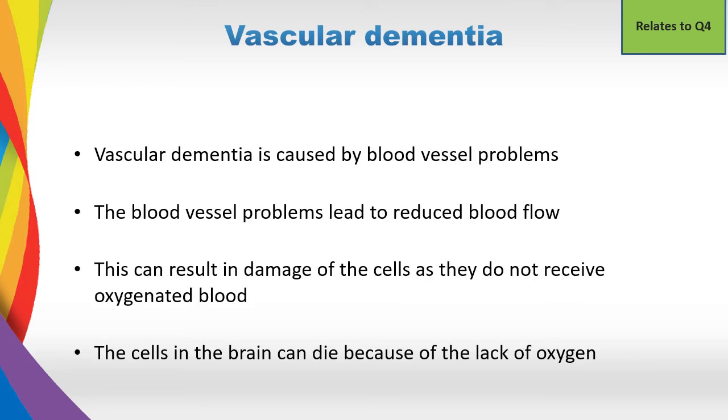So vascular dementia is caused by blood vessel problems. The blood vessel problems lead to a reduced blood flow, and this can result in damage to the cells because they do not receive oxygenated blood. So because those cells in the brain are not getting oxygenated blood, they can die because of a lack of oxygen.